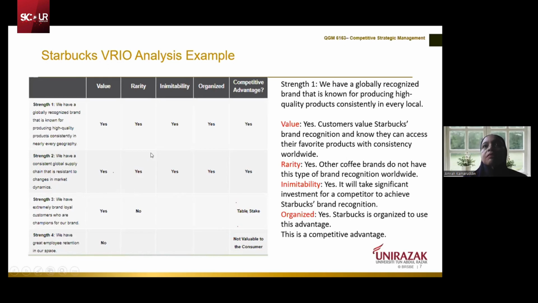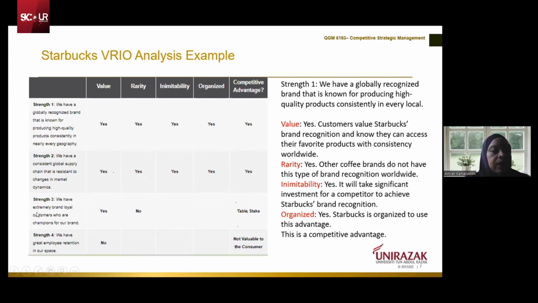For example, you want to discuss about Samsung. What is strength number 1? What is strength number 2? So strength number 1, for example, we have a globally recognized brand. Value, yes. Rare, yes. Competitive, yes. Of course, all the yeses. The strength number 2, we have a consistent global supply chain. Of course, I told you already about supply chain. Of course, yeses. So when this is 2, is their competitive advantage. You see all the variables are touched by yeses, and definitely the competitive advantage is there.